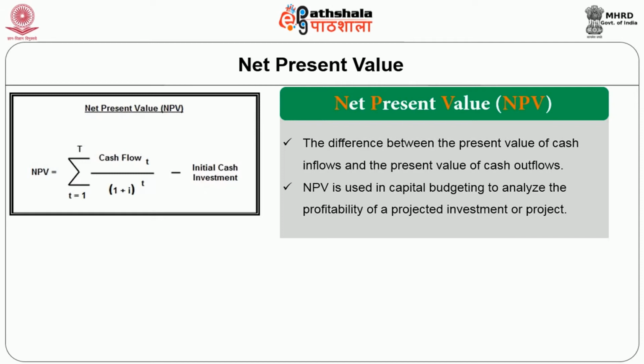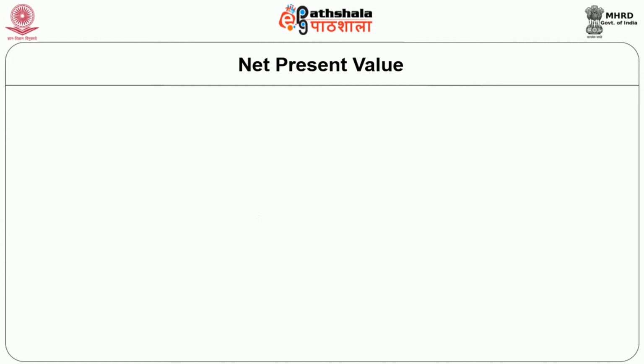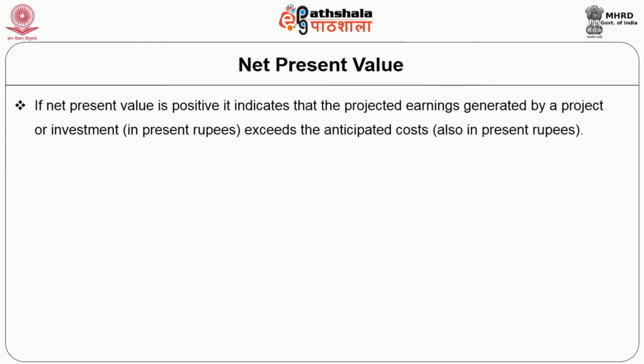NPV is equal to sigma t equals 1 to T of C suffix t divided by (1 plus r) to the power t, minus C naught, where Ct is the total cash inflow during the period t, C naught is the net initial investment cost, r is the discount rate, and t is the number of time periods in years. If the net present value is positive, it indicates that the projected earnings generated by the project or investment exceed the anticipated cost.